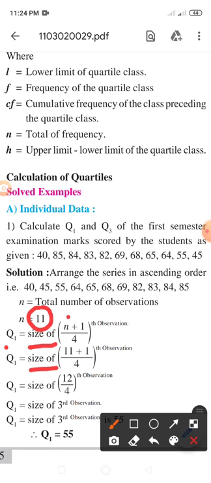Next, Q1 is equal to size of 12th upon 4, 11 plus 1, 12th upon 4th observation, that is Q1 is equal to size of third observation.